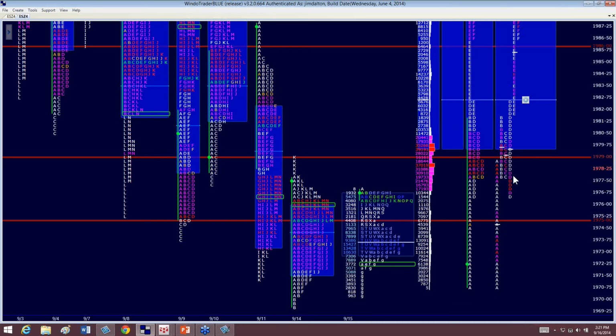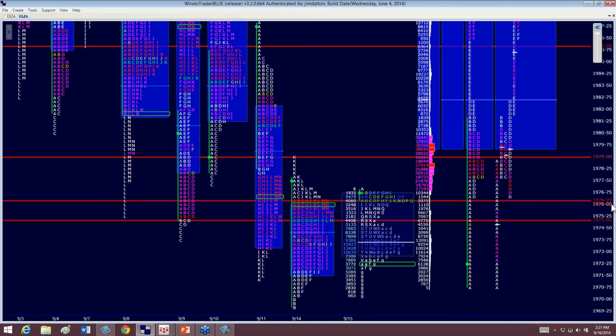Now, what's going to be important, it doesn't show right now because too much has taken place, but let me mark 1976.25. At the time D period came down, this was half back. D period came to a single tick above half back.